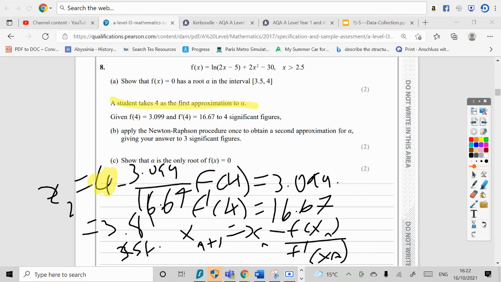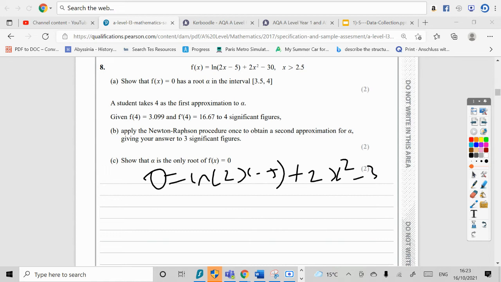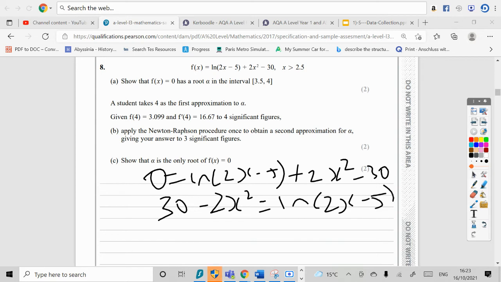A student takes 4 as a first approximation to alpha. Okay. Part C, show that alpha is the only root of f of x being equal to 0. Now, there's kind of 2 ways you can look at this. 0 is equal to log of 2x minus 5 plus 2x squared minus 30. So 30 minus 2x squared will be equal to log of 2x minus 5.